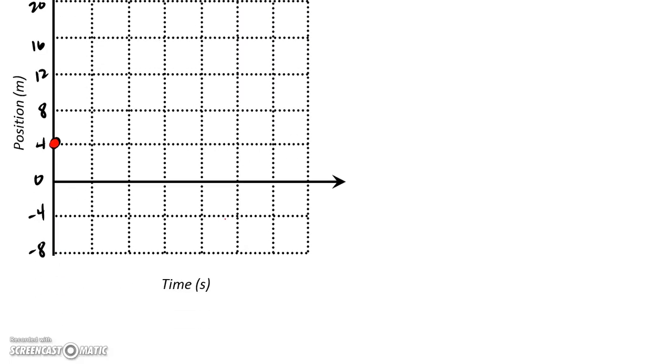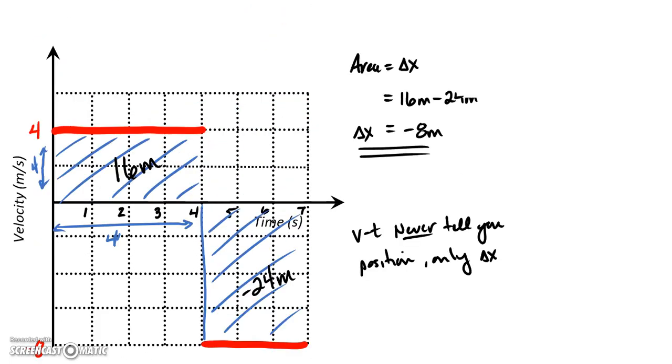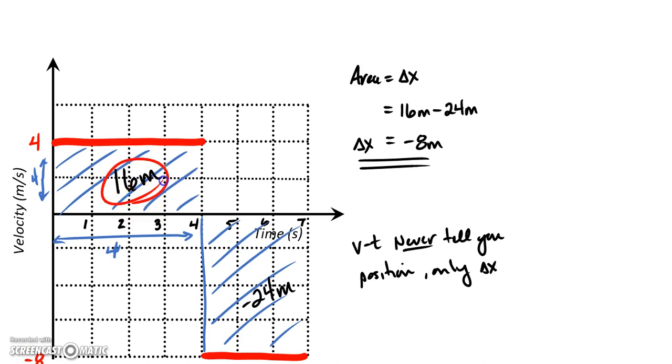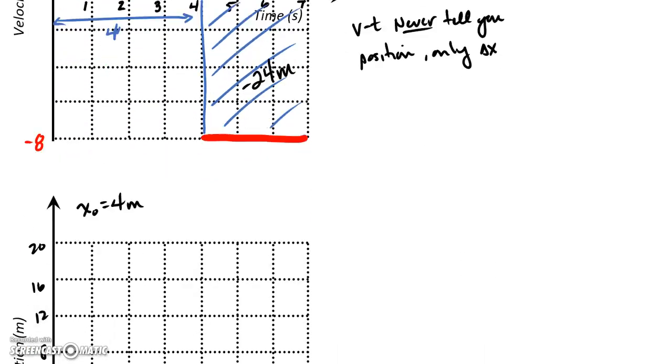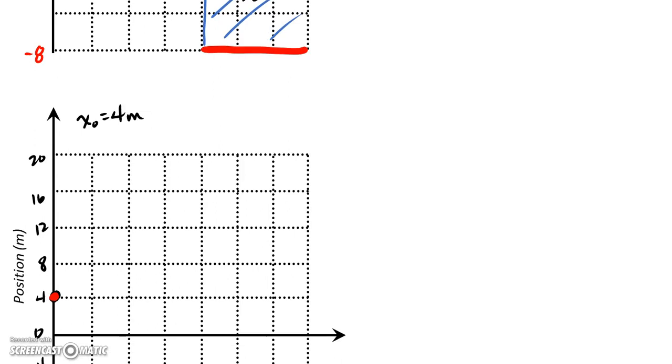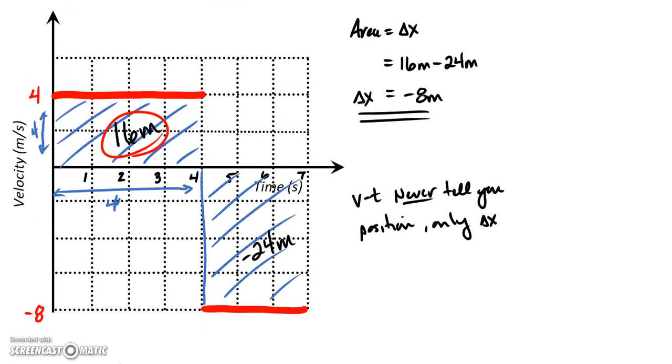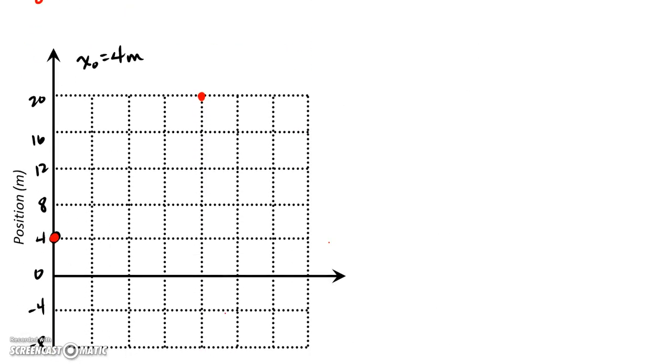Now, if we look back up here, we said after the first 4 seconds, our displacement was 16 meters. So I'm going to go 4 seconds later, so 1, 2, 3, 4, and it was 16. So I gained 16. So 4 plus 16 is 20. So we put a little dot there. Since we had a nice positive constant velocity, a nice straight line represents that on my position time graph because it only has one slope, one velocity.